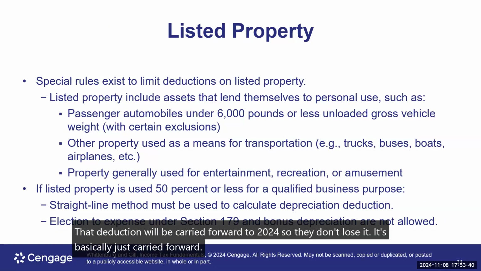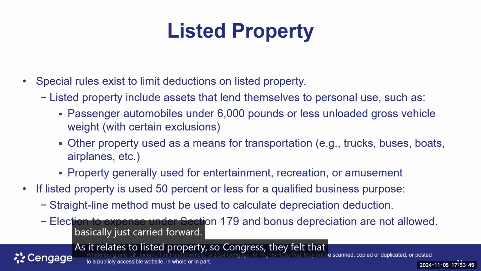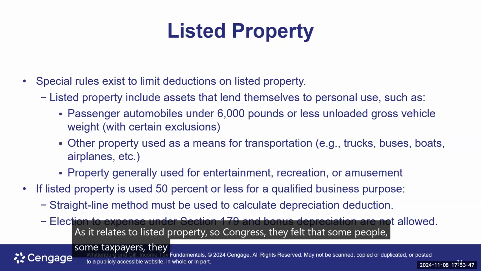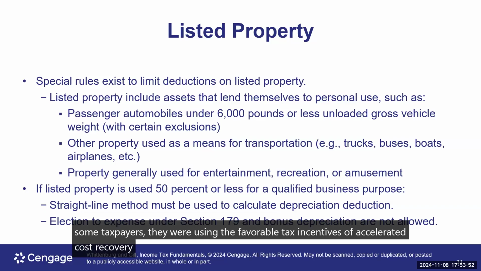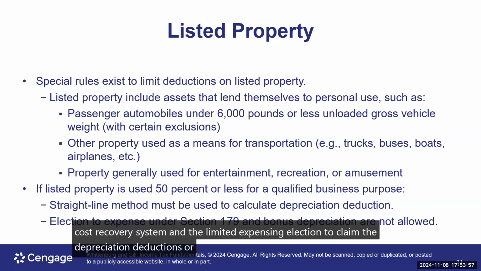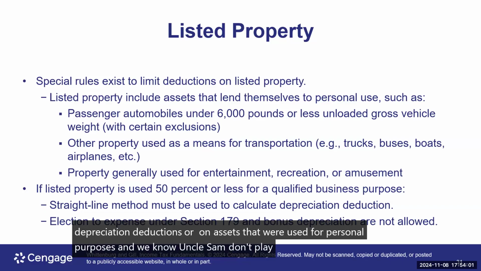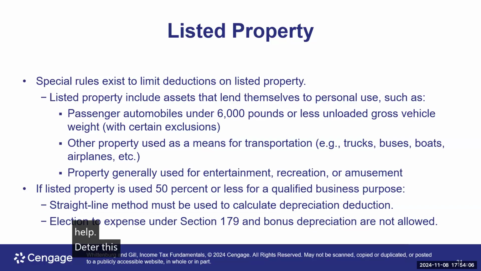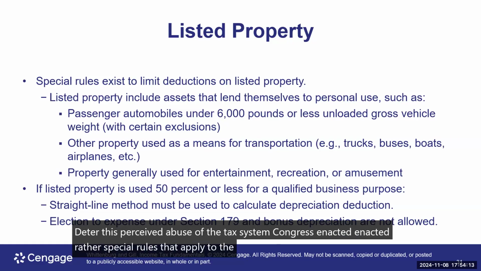As it relates to listed property, Congress felt that some taxpayers were using the favorable tax incentives of the accelerated cost recovery system and the limited expensing election to claim depreciation deductions on assets that were used for personal purposes. And we know Uncle Sam don't play that. So in order to help deter this perceived abuse of the tax system, Congress enacted special rules that apply to the depreciation of listed property.